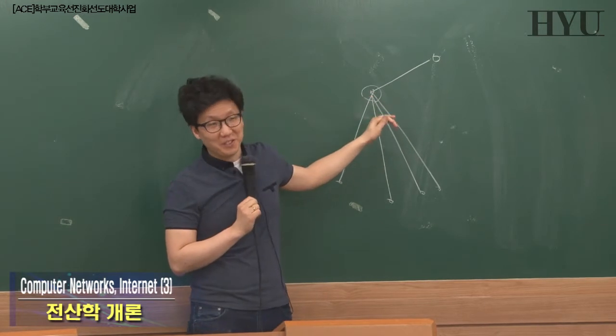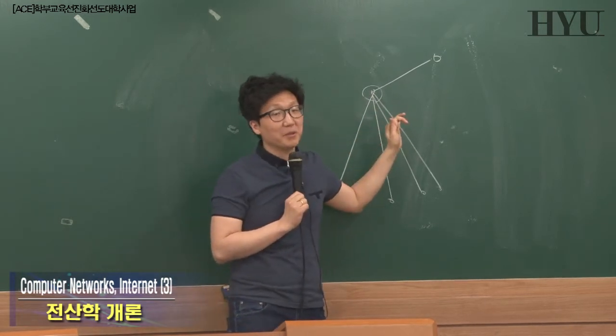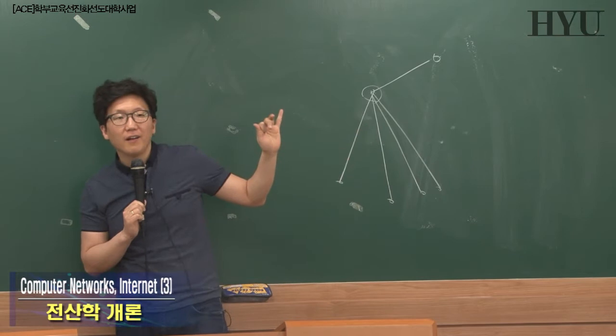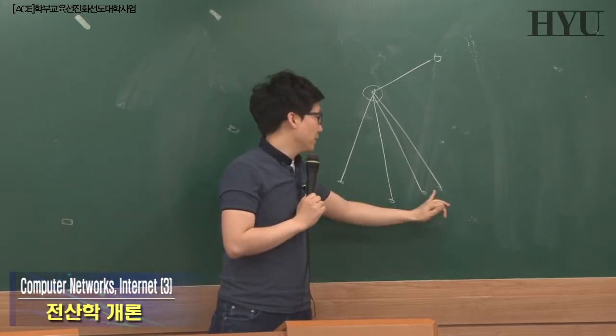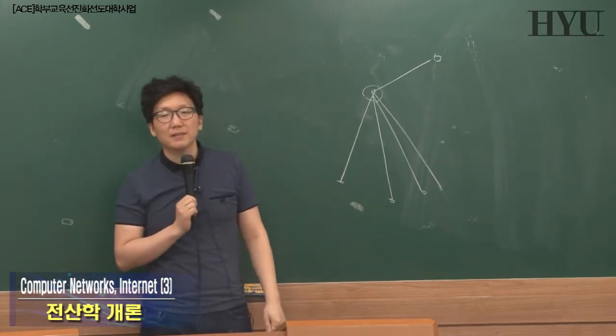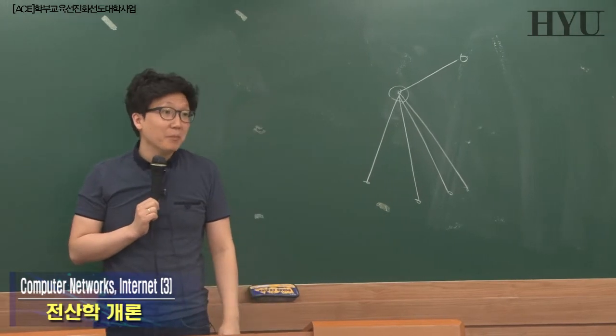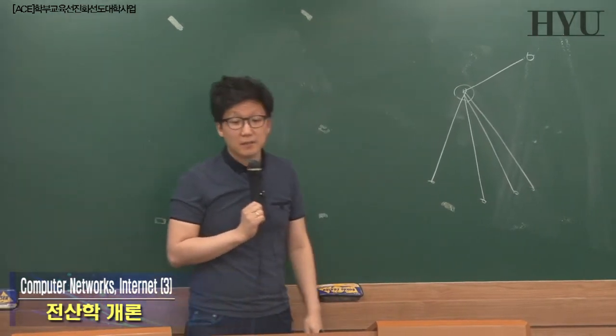If the switch or device is having a problem, that's a single point of failure, and these four nodes will not be able to send the data to somewhere else. That might be a potential problem of star topologies.